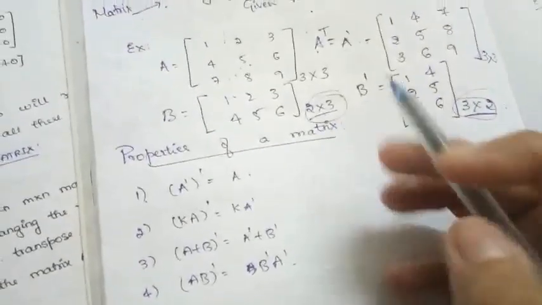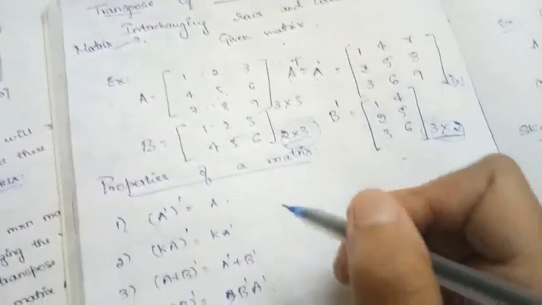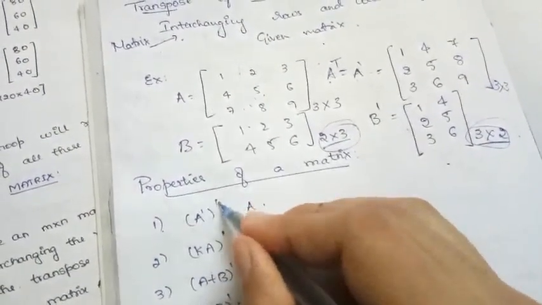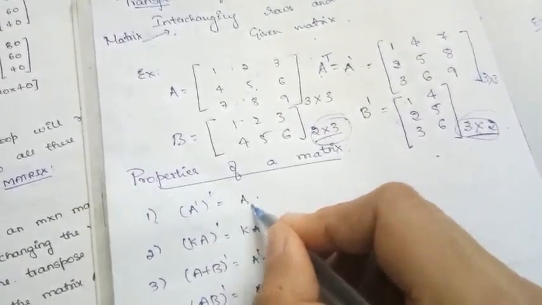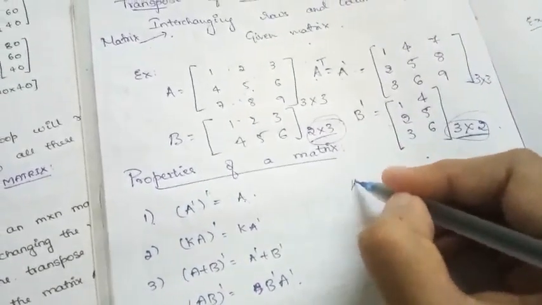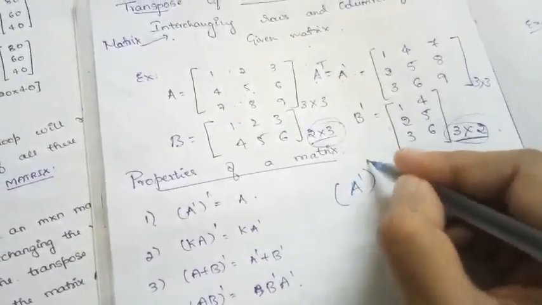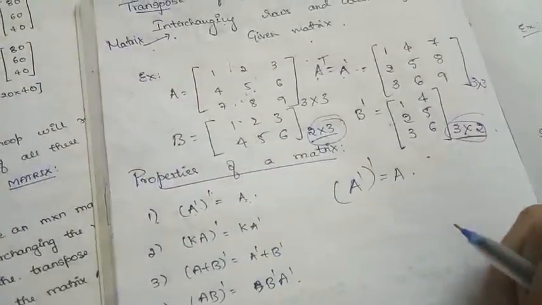Next, the properties. What are the properties of the transpose of a matrix? That we can see here. If we take the transpose of A transpose, that is, consider matrix A, take the transpose of it, and again take the transpose of that one, we will get the given matrix A itself.